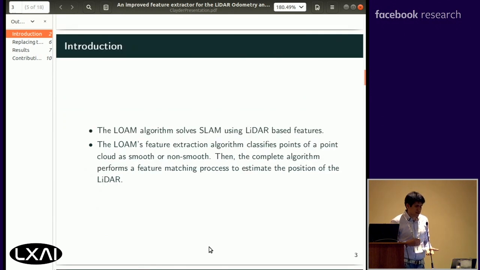Mainly, as I told you, the LOM algorithm is the highest ranked algorithm in the KITTI dataset, and it has many parts. It's divided in many tasks. One of them is the feature extraction part, and that's the part that I have modified and in which I have made my contribution.